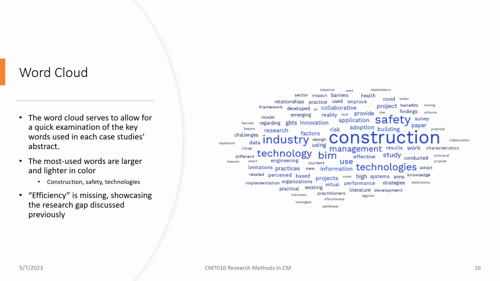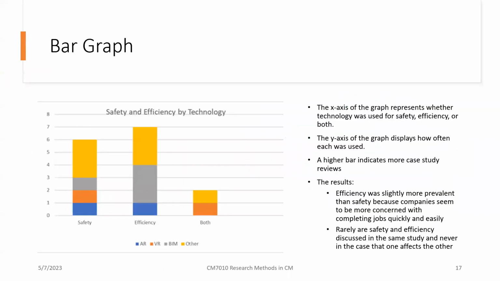You can see that efficiency is missing from the larger words. This helps to prove the research gap previously discussed. The bar graph here showcases how often safety and efficiency were discussed and which technology method they were related to in the case studies review.